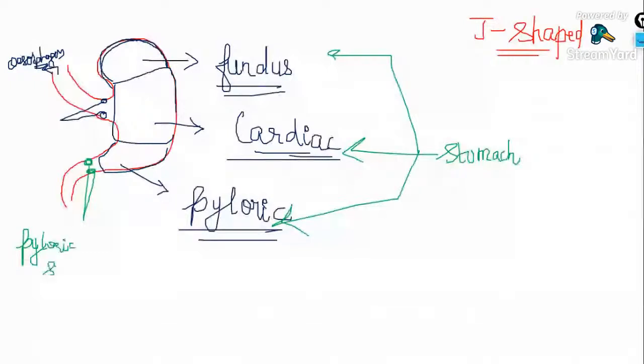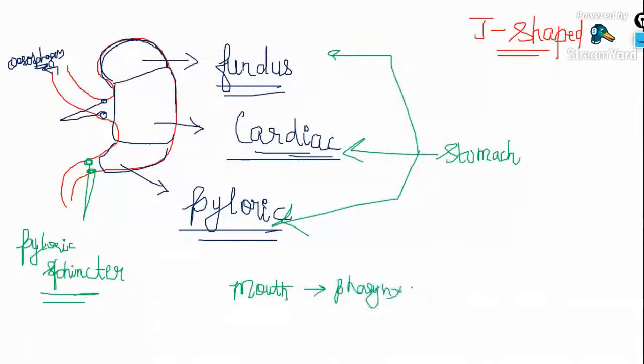Is it clear? Pyloric sphincter. From there, food passes into the next part, that is the small intestine. So food from the mouth is passed on to the pharynx, from the pharynx it is passed on to the esophagus, and from the esophagus the food passes into the stomach. From the stomach the food is next going to pass through the small intestine.